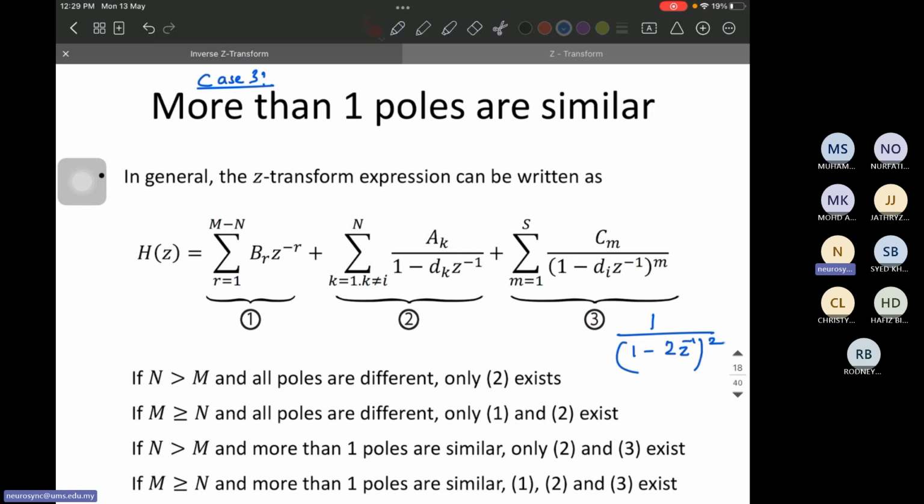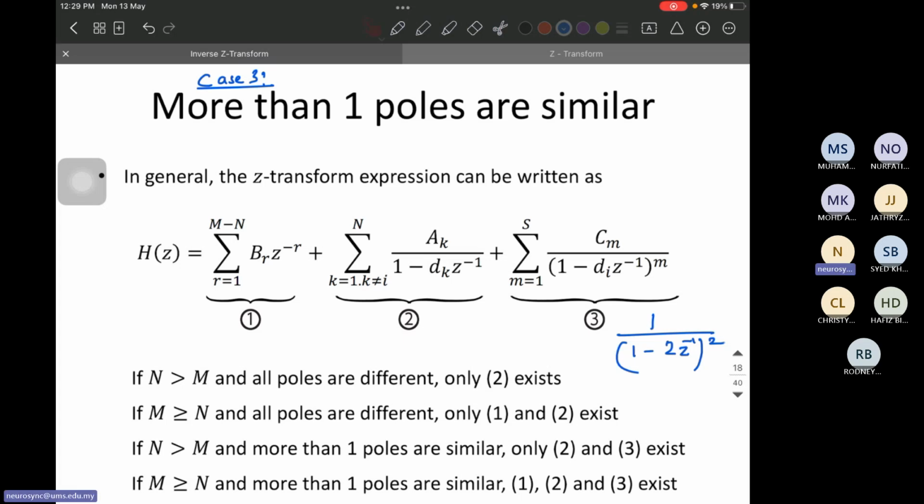Now in the third case there are again two possibilities: there may be n greater than m, or there may be m greater than or equal to n. So these two possibilities exist where multiple poles are present. Now for the case where the number of poles is more than the number of zeros, only these two forms exist, like this and this.